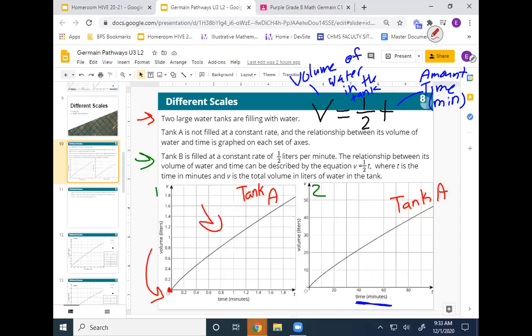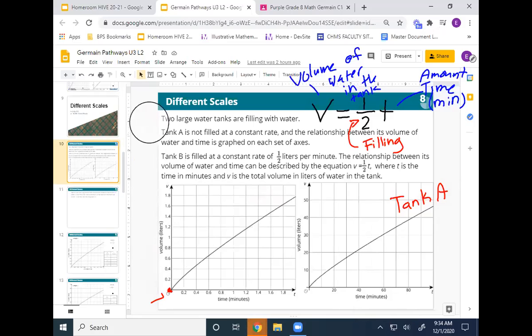Oh, I was thinking about the second one. Oh, you were looking at the second one? Good. So the second one is also going to be filling because this is a positive 1/2. Our rate of change is a positive number. Awesome job, Destiny. I'm so proud of you.